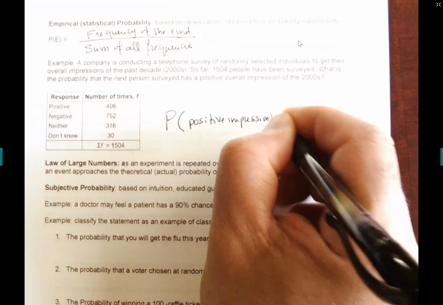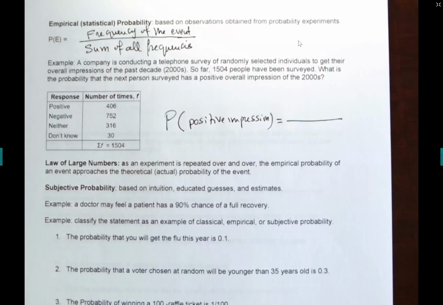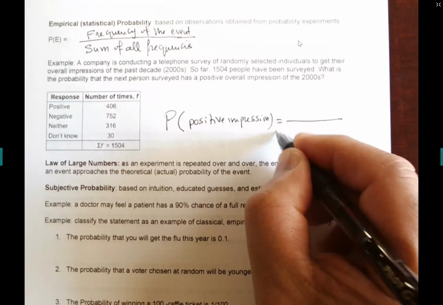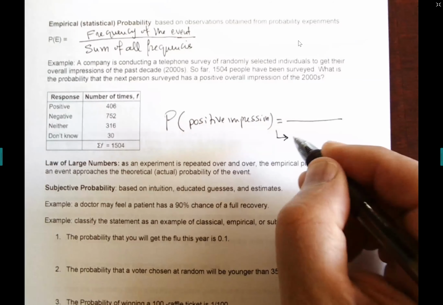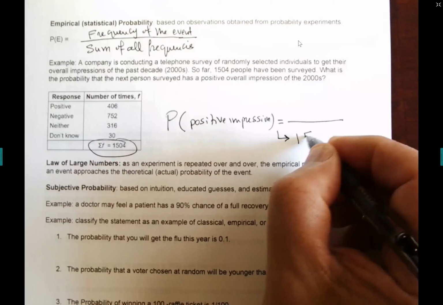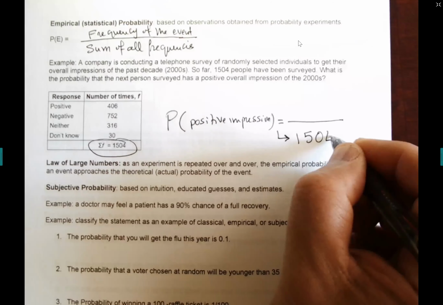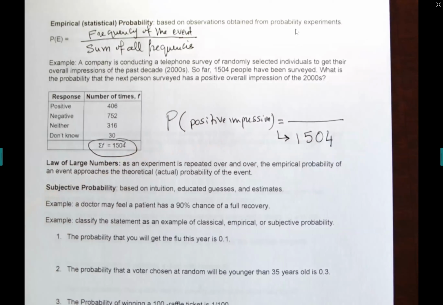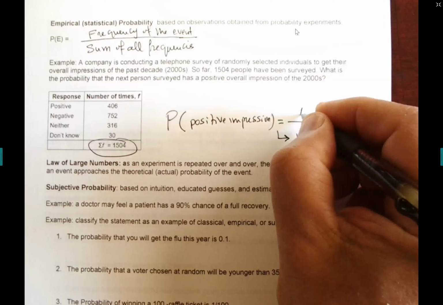Can the students tell me how to figure out what is the sum of all frequencies here when you have a table? It's right here. Okay, and what should go in the numerator, guys? 406, I agree. You are correct. That's the answer. You're done.